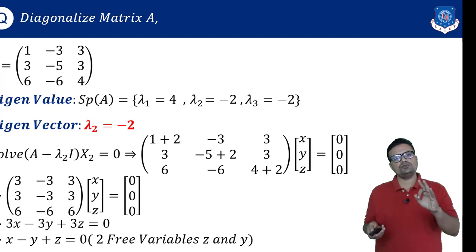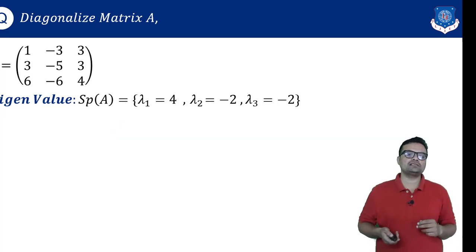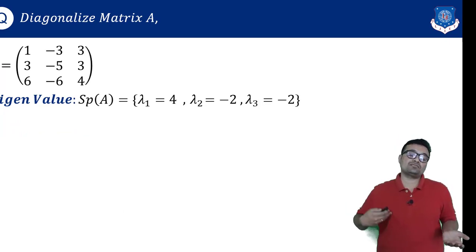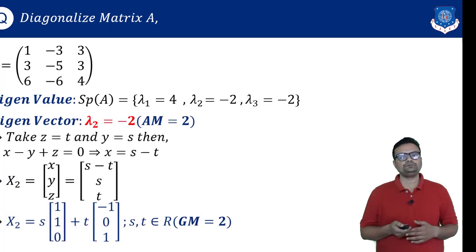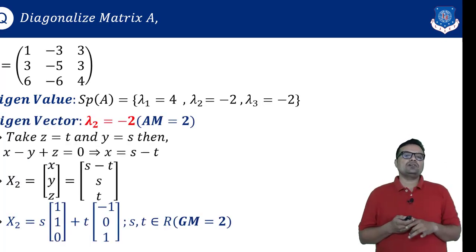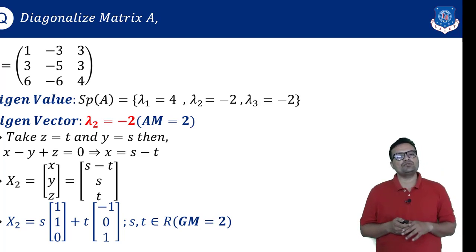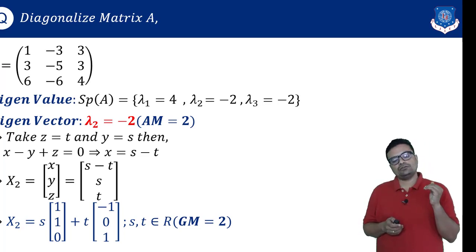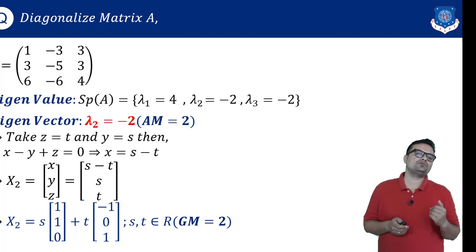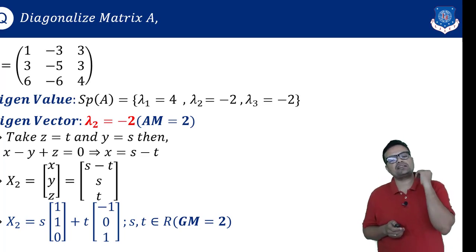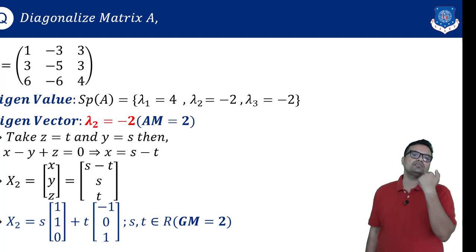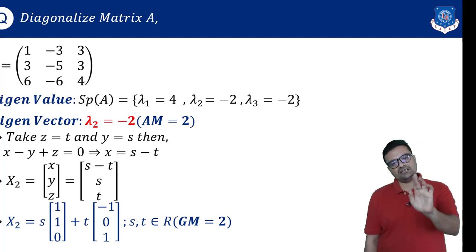One equation, three unknowns. This means that there are two free variables. And our simple logic is that always select free variables from last. So I am selecting z and then y. Once you have z and y, take those free variables into account and then find x, y, z. By taking z equal to t, y equal to s, your value of x2 is s times (1, 1, 0) plus t times (minus 1, 0, 1). Now here you observe that there are two vectors in the eigenvector, one with respect to s, another with respect to t. So geometric multiplicity is 2.